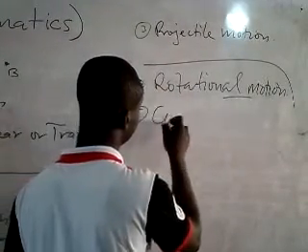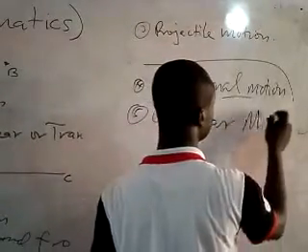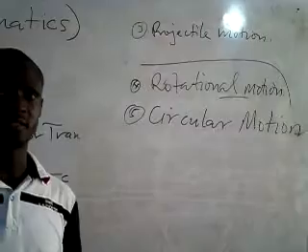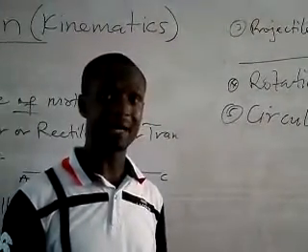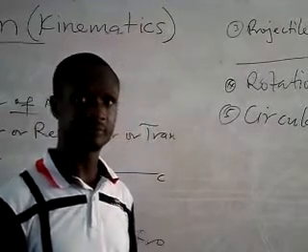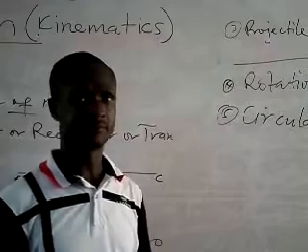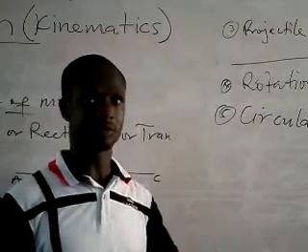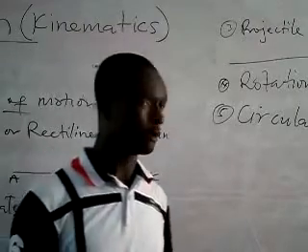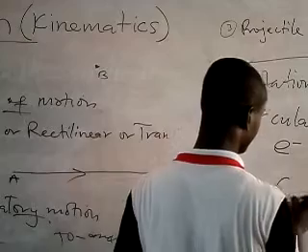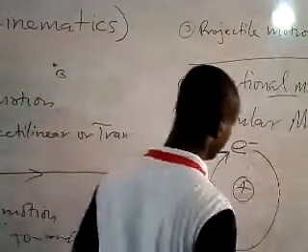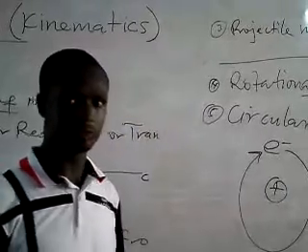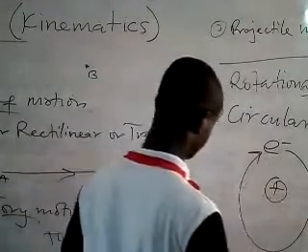We also have circular motion. It's a type of motion taking place along a circular path or round a curve. An example is a car negotiating a curve. Or a planet orbiting around the sun also undergoes circular motion. Or an electron moving around the nucleus of an atom. That is an example of circular motion.